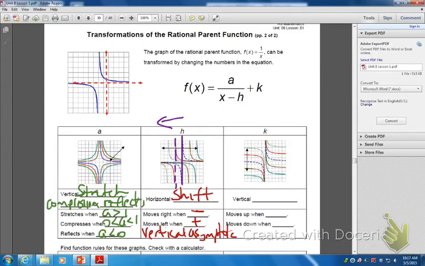And vertical asymptotes determine our what? Domain or range? Domain, thank you. And it will determine our domain. Very good.